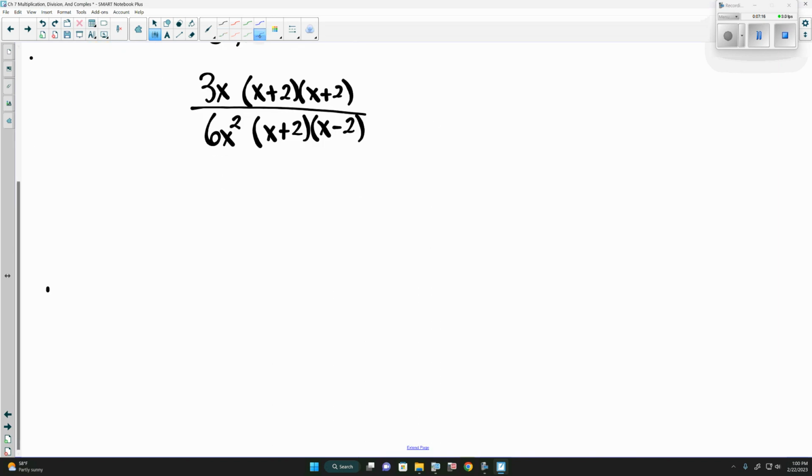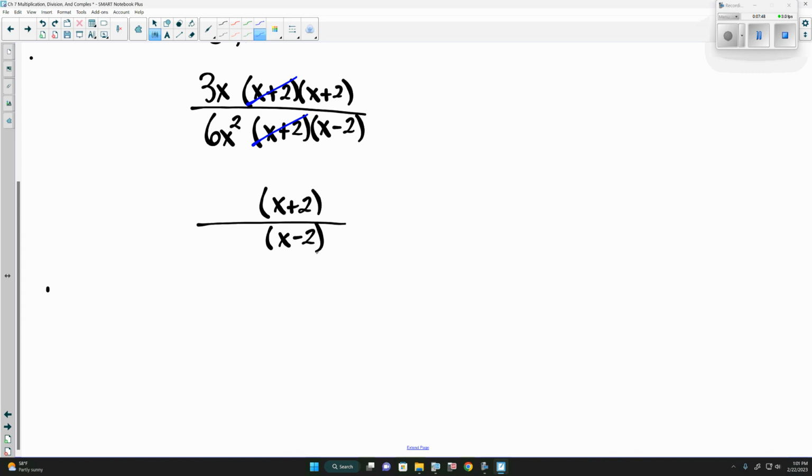Now when it comes to simplifying our sets of parentheses, I think those are the easiest to simplify because it's really just matching them on top and bottom. I have an x plus 2 on bottom, that matches up with one x plus 2 on top. And really that's all that simplifies with our sets of parentheses, yes? So we know that we will still have an x plus 2 in the numerator and an x minus 2 in the denominator. They will stay.